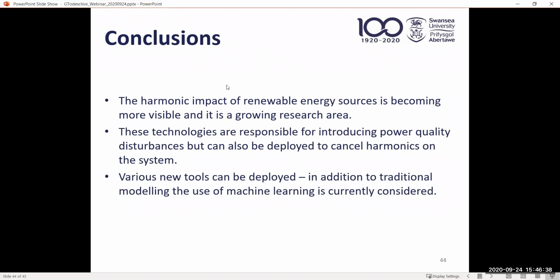So I just want to conclude then with this slide. The harmonic impact of renewable energy sources is becoming more visible, and it's a growing research area. These technologies are responsible for introducing power quality disturbances, but it's important to note that they can also be deployed to cancel harmonics on the system, or more in general, they can be deployed to mitigate other types of power quality disturbances, such as, for example, voltage unbalance. And the other thing is that various new tools can be deployed. So in addition to traditional modeling or traditional signal analysis techniques, the use of machine learning is currently considered.